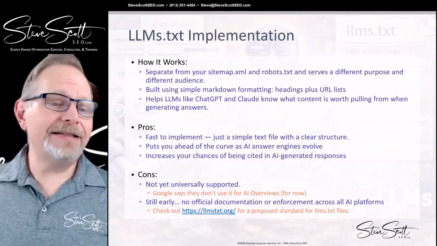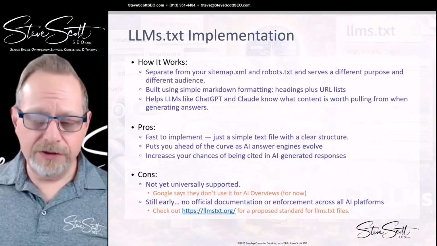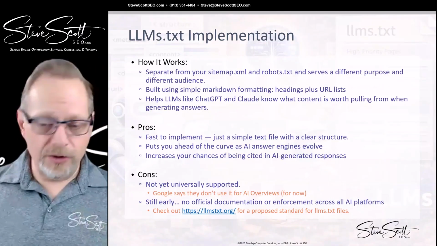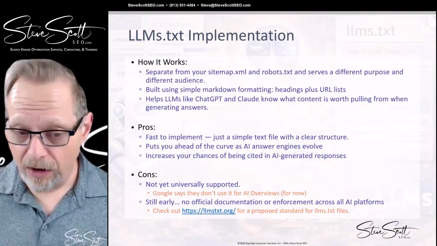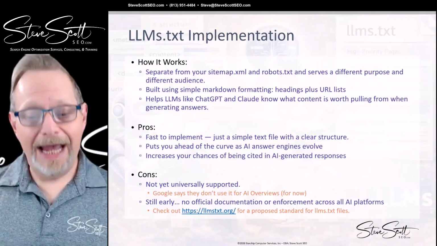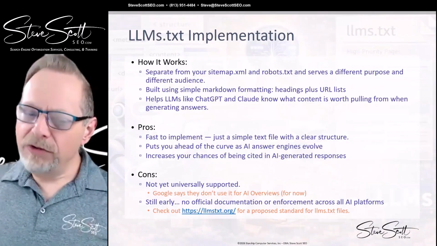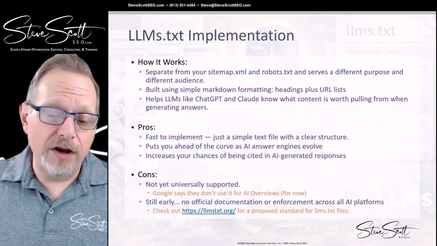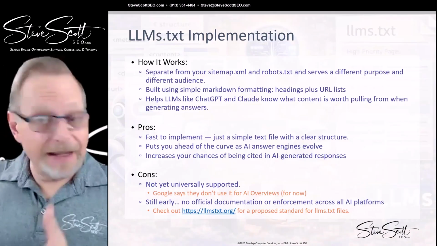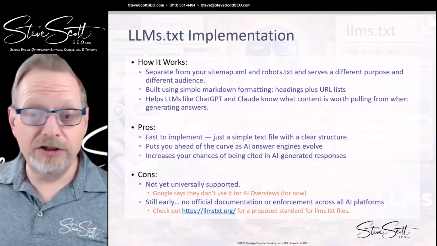The pros is it's fast to implement. It's just a simple text file with a clear structure. It puts you out ahead of the curve as AI answer engines evolve, and it increases your chances of being cited in AI generated responses. The cons, well, it's not really universally supported yet. Google says they don't use it at all for their AI overviews, but that's just for now. Who knows if they decide to change it tomorrow?